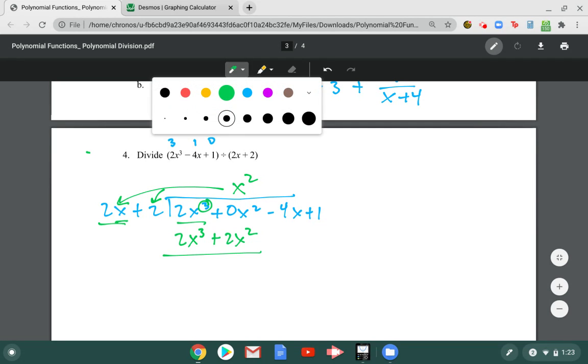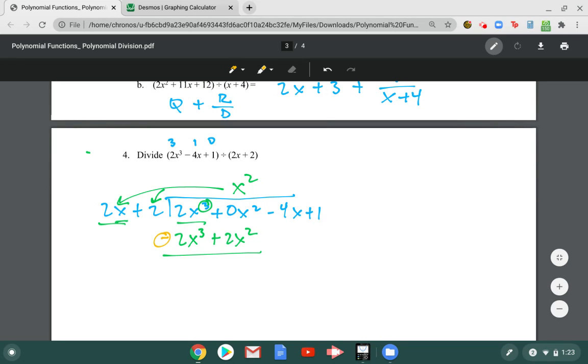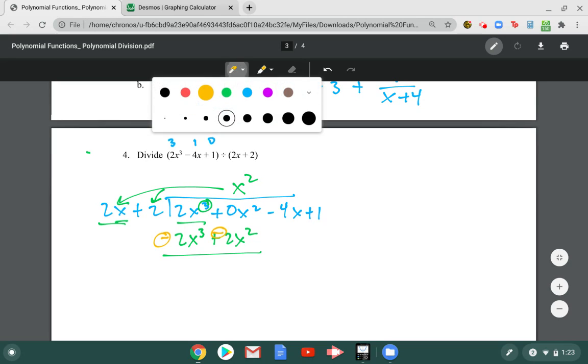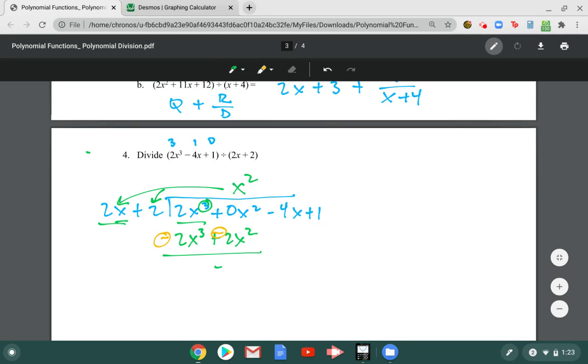I'm going to subtract. So I change the signs on both of these. They both change to negative. And that's going to give me the 2x cubes go away. 0x squared minus 2x squared is minus 2x squared. Bring down the 4x, minus 4x. And then I do this again. I'm going to compare that 2x to negative 2x squared. So I need a negative. And to go from x to x squared, I need an x. So let's multiply this guy through. So x times 2x is negative 2x squared. Negative x times 2 is negative 2x.